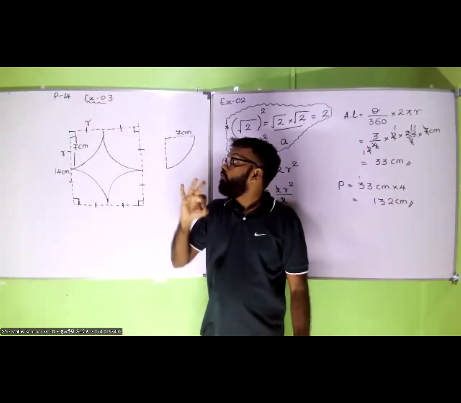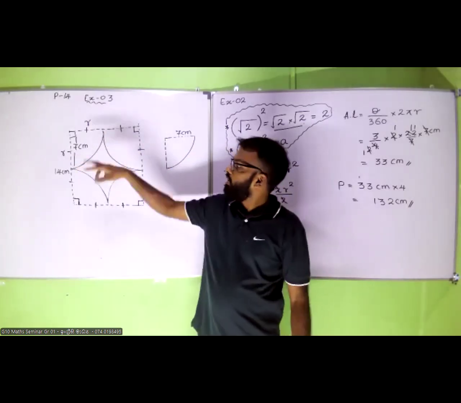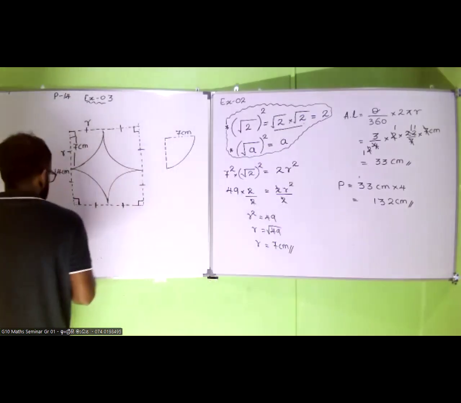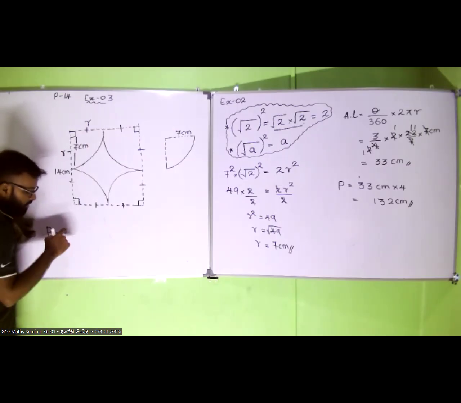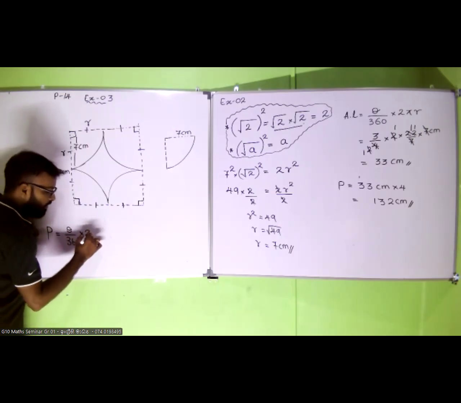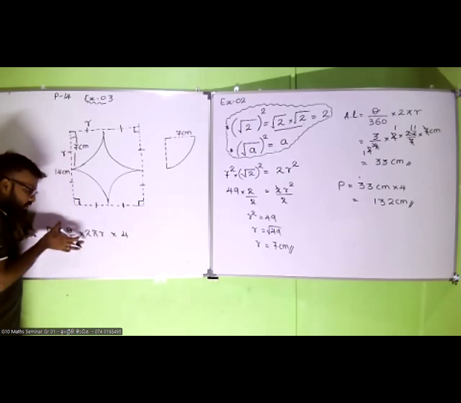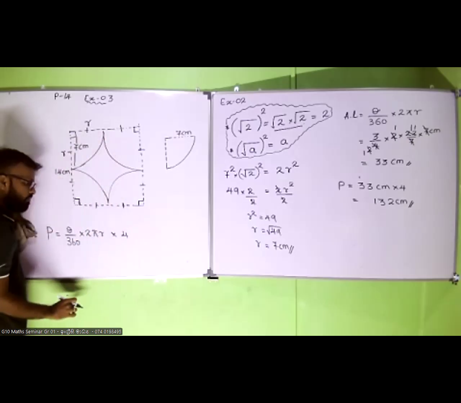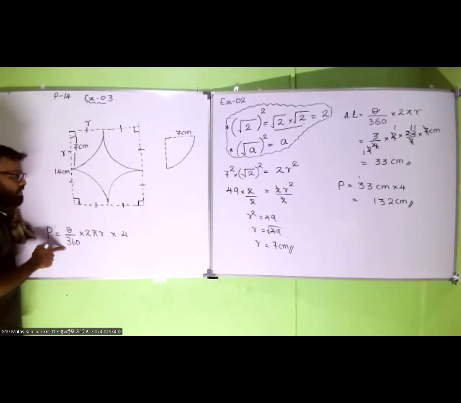So if you want to find the total perimeter, find the arc length of 1 arc and multiply it by 4. Done. So I will write the perimeter at once. Perimeter can be written down as theta upon 360 multiplied by 2πr, multiplied by 4. This is the single arc length and we have to multiply it by 4, because I have 4 arcs.